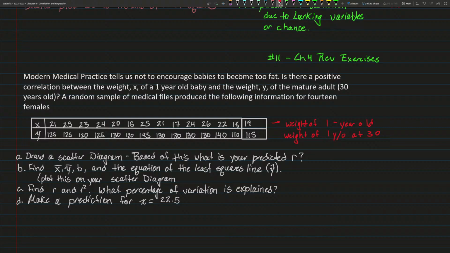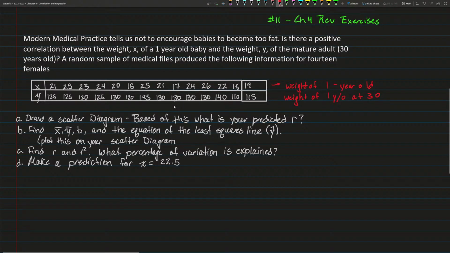So that's part A. Part B says to find the average of the X, the average of the Y, our slope for our line of best fit, and the equation for the least squares line, which is like the line of best fit. Okay, and that's Y hat. I wrote that kind of bad though. And then plot that on the scatter diagram.